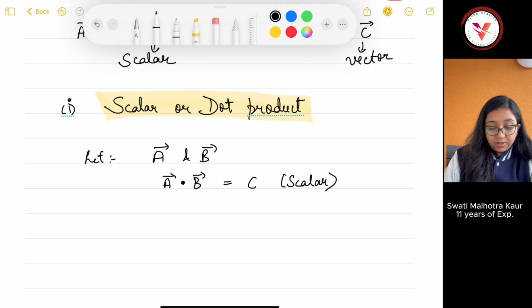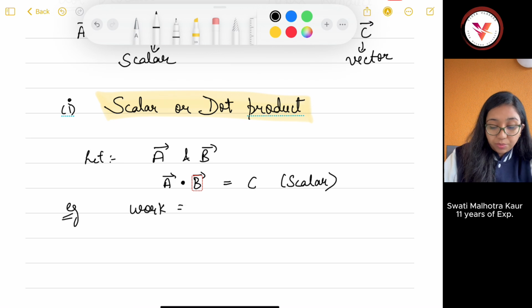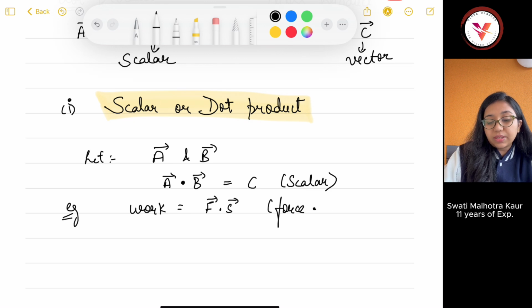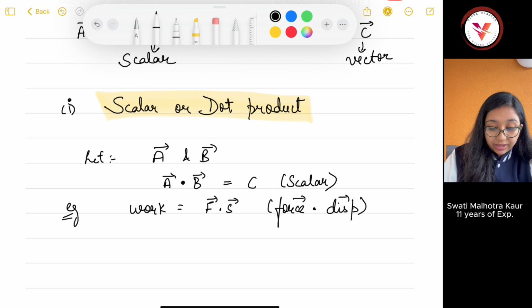For example, work. Work is basically the dot product of force and displacement. Force dot displacement. So force and displacement are both vectors, and their dot product gives me work, which is a scalar.